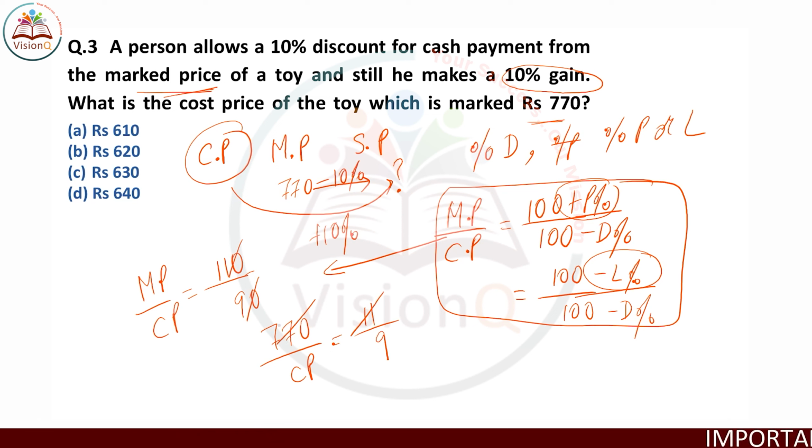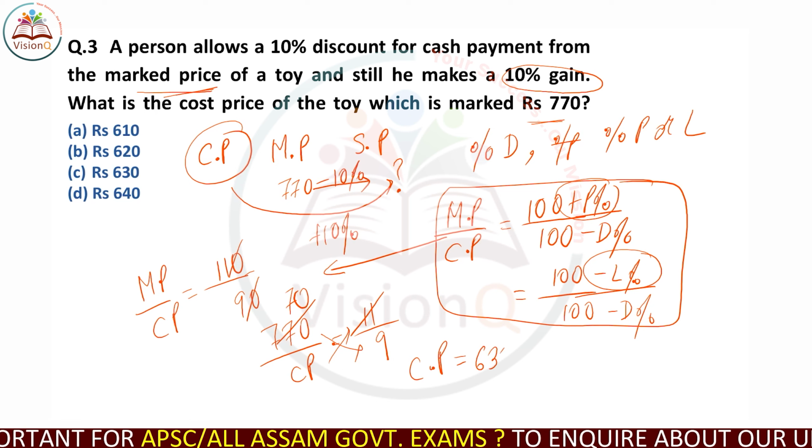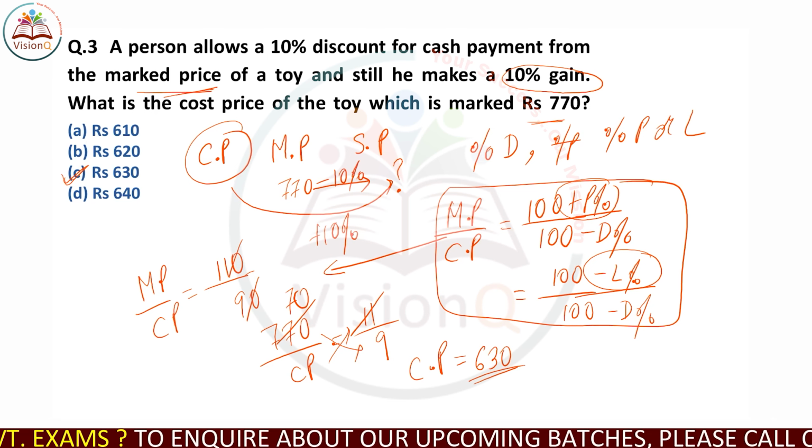11 7s are 77 and 0 will come here. And if I cross multiply, I will get the cost price to be equal to how much? 70 into 9, which is 630. So the right answer is option number C, which is 630.